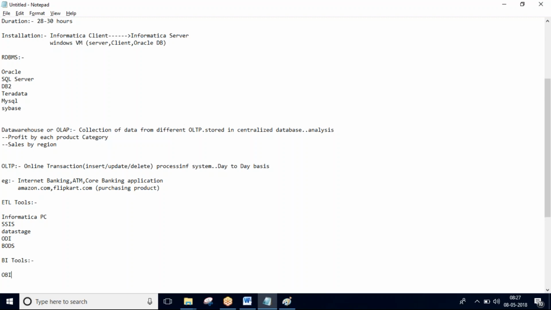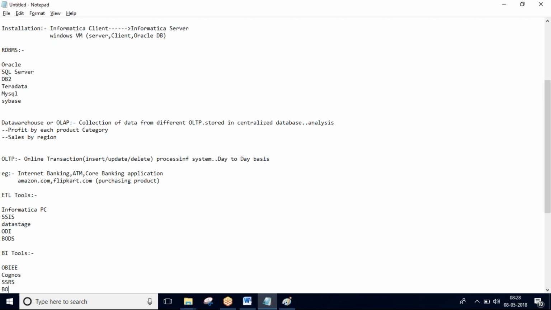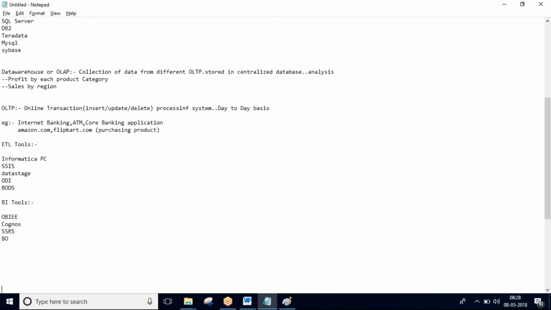So what are the different BI tools? You have Oracle Business Intelligence Enterprise Edition, you have Cognos, you have SSRS, you have Business Objects. Likewise, there are different BI tools, like Tableau, QlikView, whatnot. So all these are different BI tools, and in an organization they could use anything.